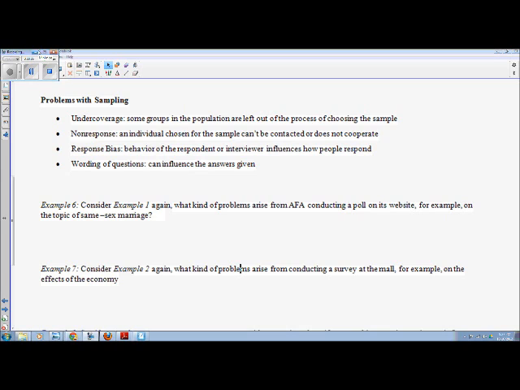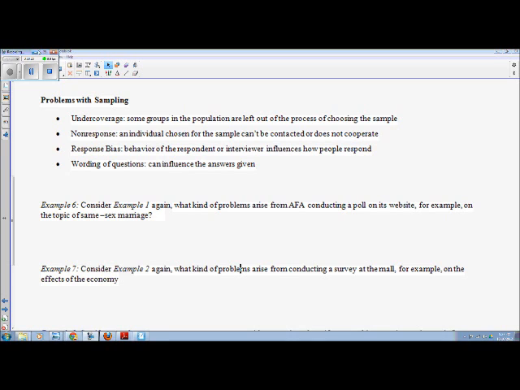This is part two. We're going to keep going. We're on page 2 of the notes. So we're going to talk about problems with sampling. Anytime you take a sample, there are things that can go wrong. And so we're going to try to minimize these by using good sampling techniques, but there are still some things that can happen.